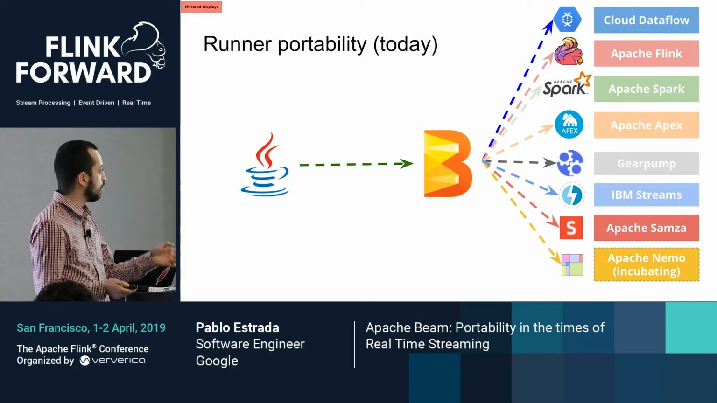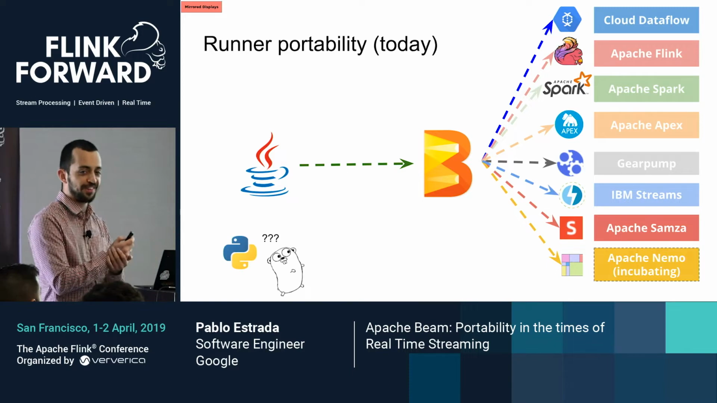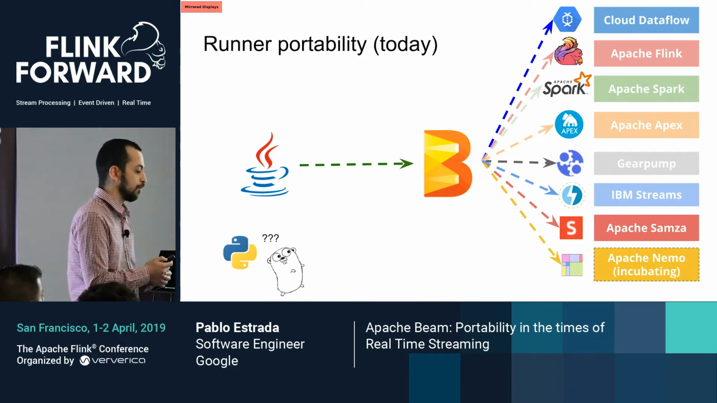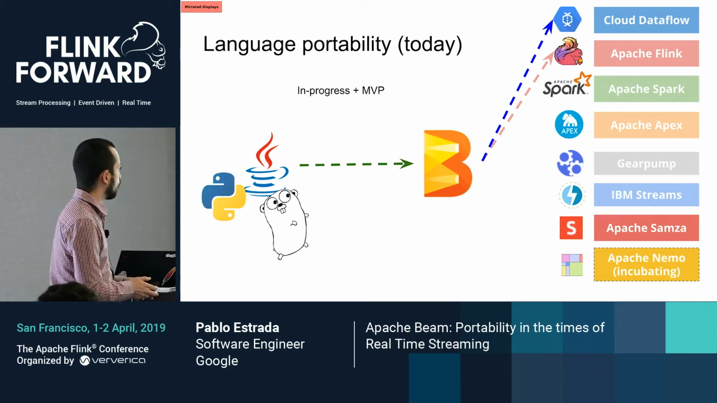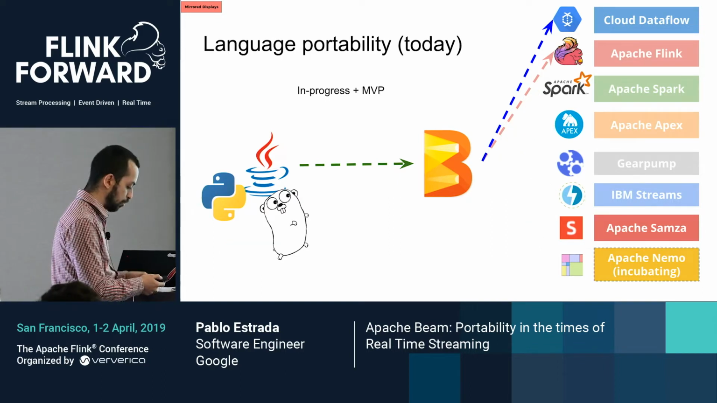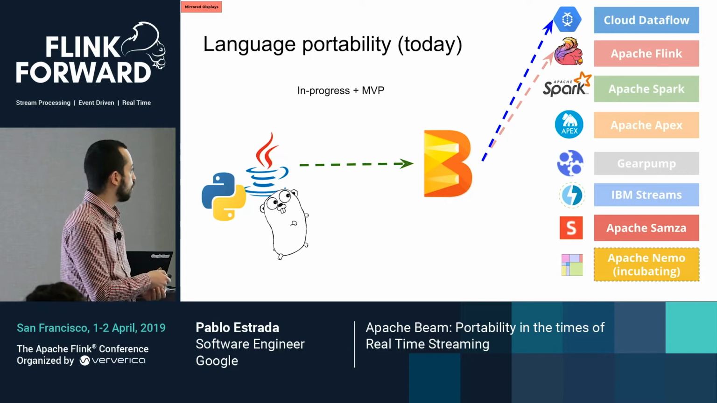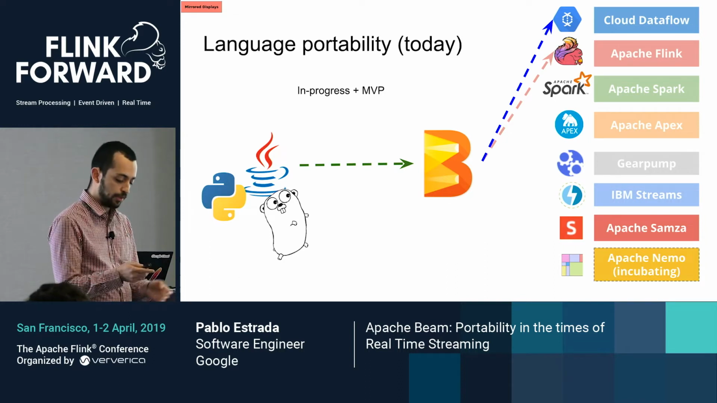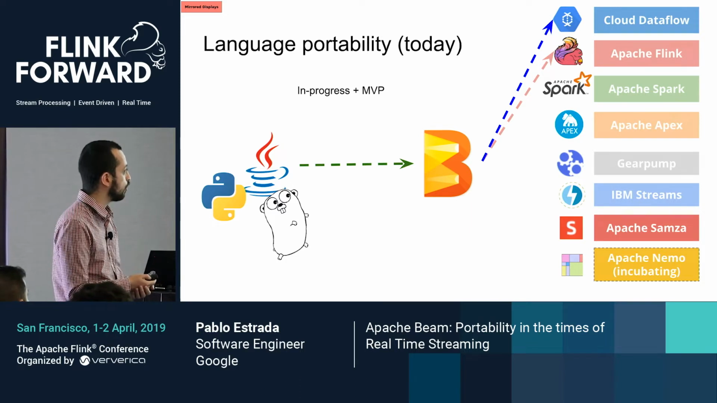And that's in terms of runner portability. But how about the Python and the Go SDK? So in terms of what we call language portability, we currently have an MVP where you can write your pipeline on any of these 3 languages, and you can run it on Dataflow or on Flink. So we have a decent support for all these 3 languages on those 2 runners.